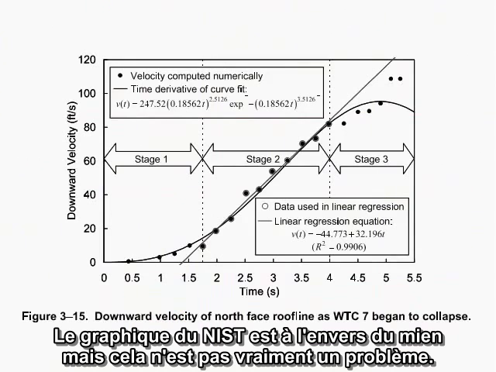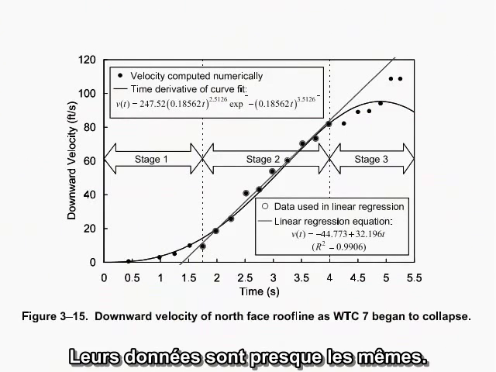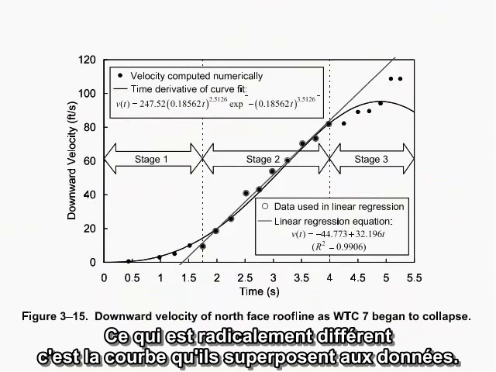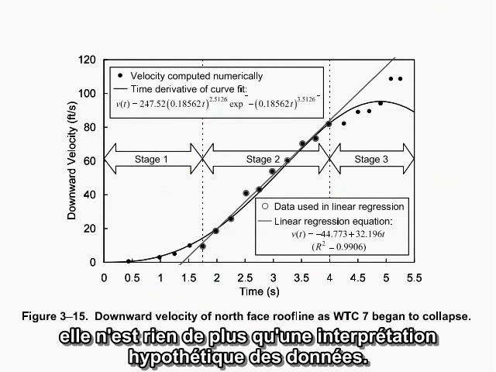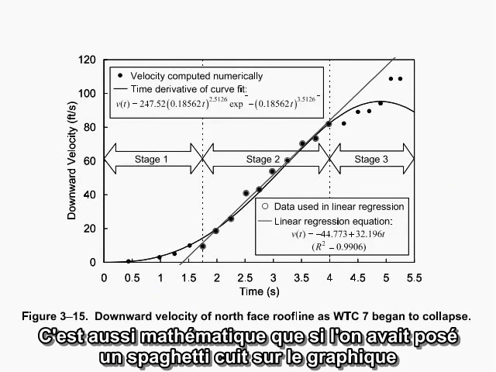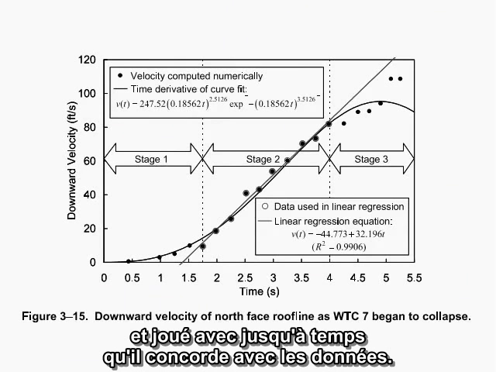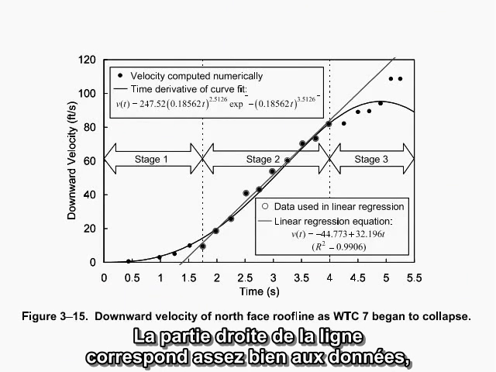NIST's graph is upside down relative to mine, but that's really not an issue. Their data is almost the same. What is dramatically different is the curve they superimpose on the data. This curve has no physical significance whatsoever. It is merely a hypothetical interpretation of the data. It is literally the mathematical equivalent of laying a wet noodle on the graph and nudging it around until it fits the data. The straight part fits the data reasonably well.